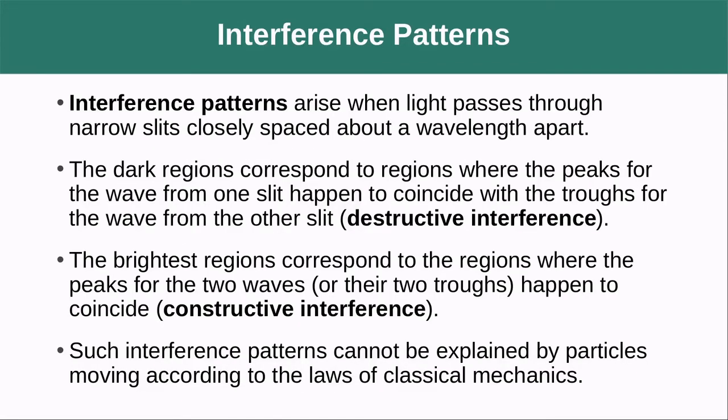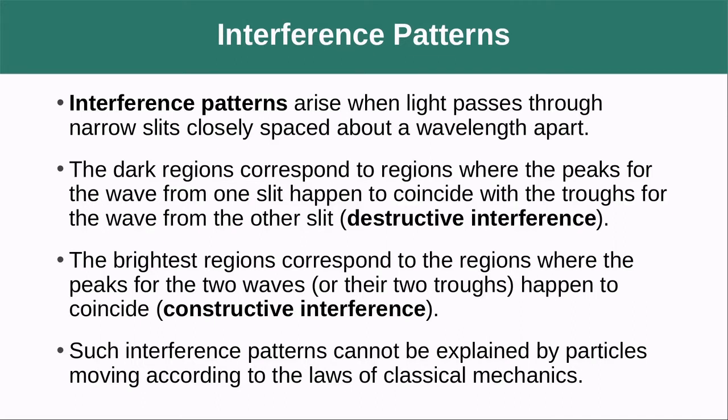We talked a little bit about interference patterns. I'm going to use some language that we haven't really defined yet, but I want you to get an idea of what this is. Interference patterns arise when light passes through these narrow slits. What can happen is that the peak from one wave corresponds with the trough of another. They cancel each other out and we get destructive interference. These are the darker parts of the interference pattern.